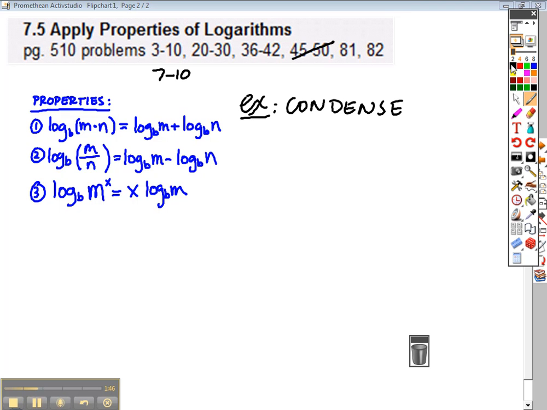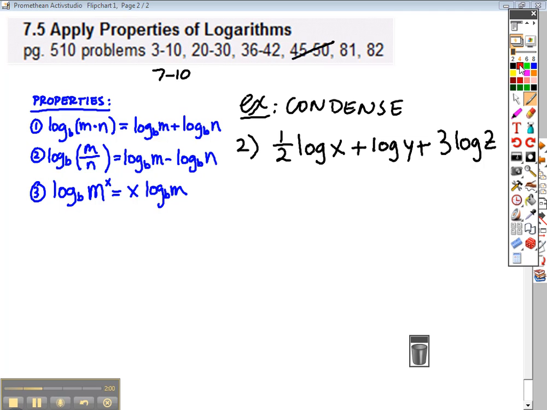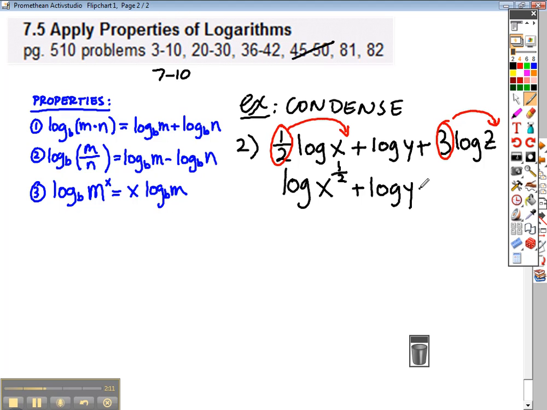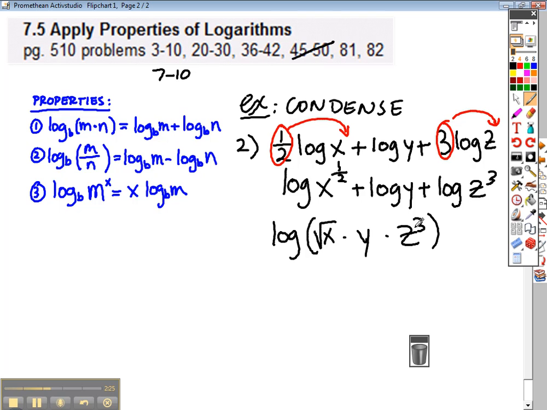Okay, let's try one more problem, and then we'll use the other properties. Let's add 1/2 log x plus log y plus 3 log z. Okay, so again, first step, I'm going to take any numbers I see and move them up as exponents. So the new problem becomes log x to the half, again we're assuming base 10, plus log y plus log z cubed. Okay, so this becomes one log. Since they're all plus, it's going to be multiplication all the way. X to the half is really radical x. The y is just by itself, and then z cubed is by itself. That would be your final answer.